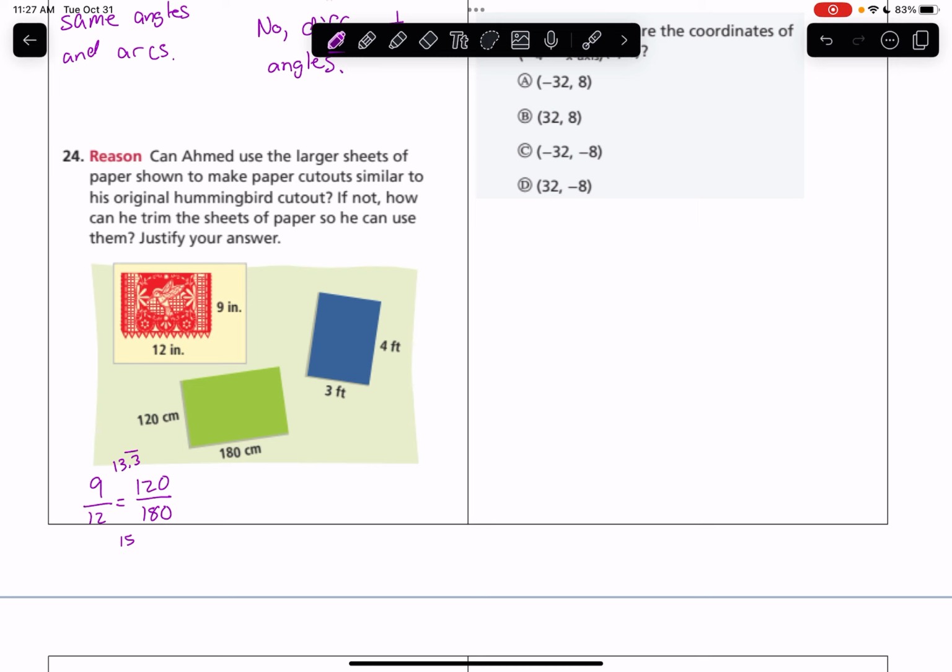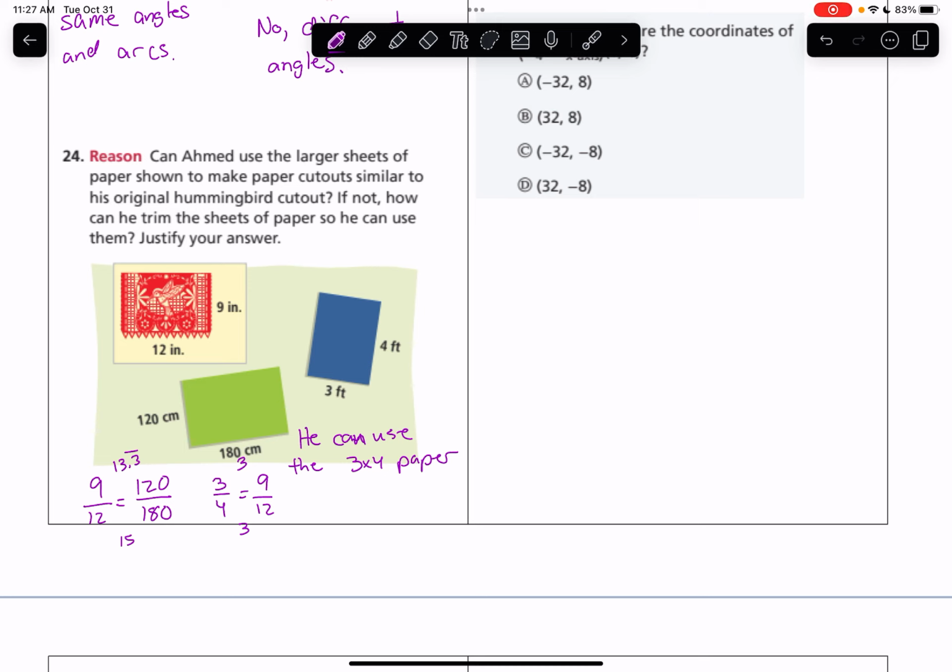Could he use the other paper? Is that one proportional? So I can check and see if a 3/4 sheet of paper will be proportional to a 9/12 sheet of paper. And I can do that by saying, well, 3 times 3 is 9. 4 times 3 is 12. So he can use the 3x4 paper.